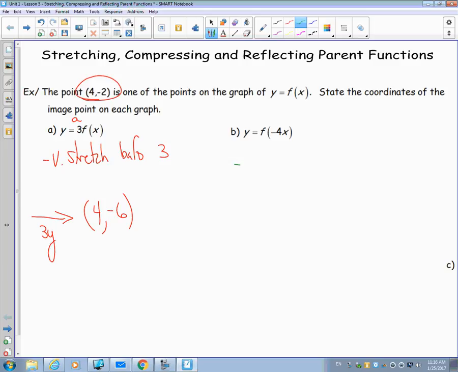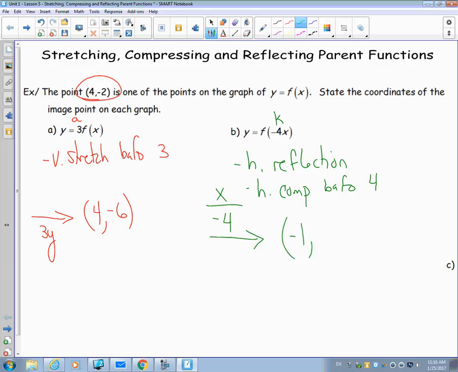Okay, if we try B, what do I notice going on here? I see a negative and a 4, which would be a horizontal reflection and a horizontal compression. Because if you remember, k's do the opposites. So how would I get that? I would take my x value and divide it by -4, remember, k's do the opposites. So 4 divided by -4 is -1, and the y value would stay the same. There's the image point for that one.